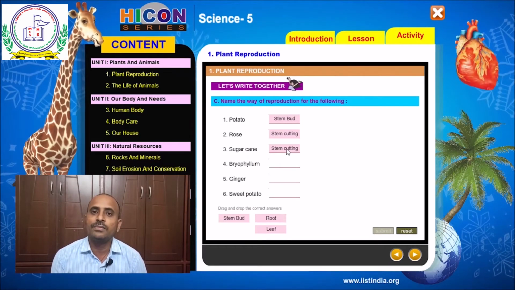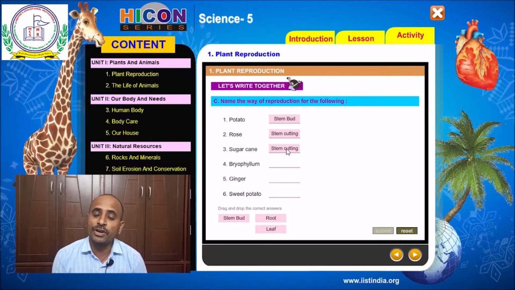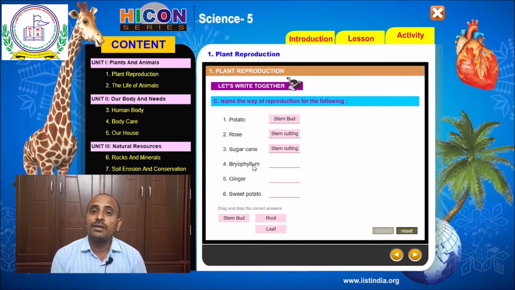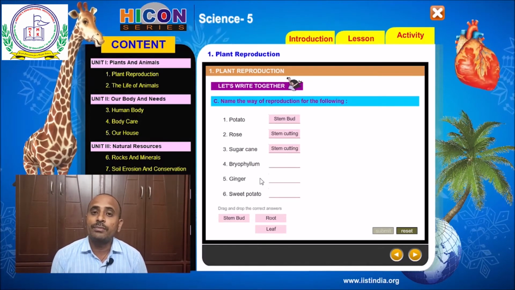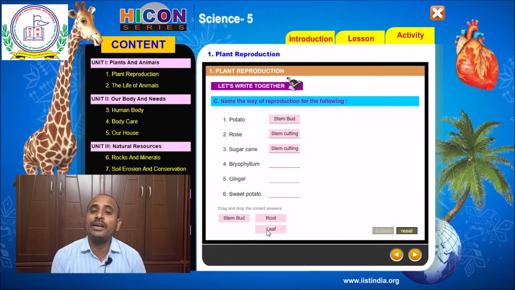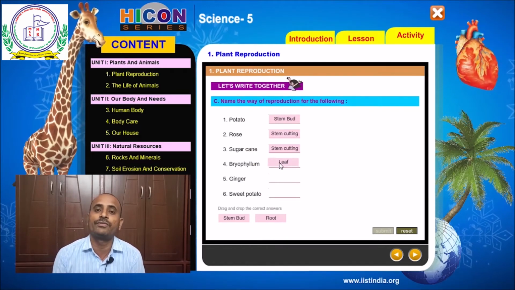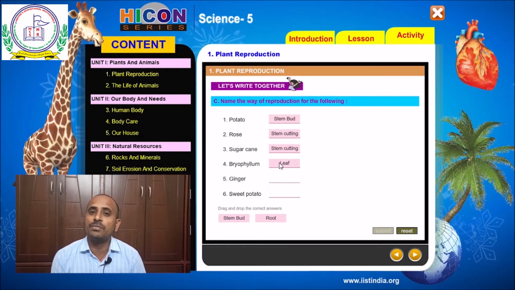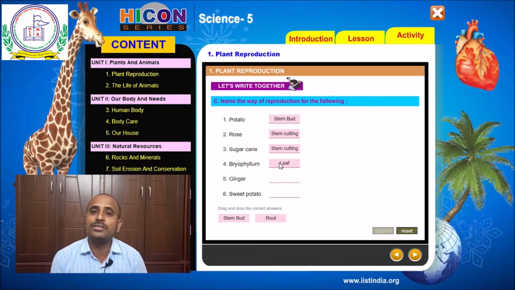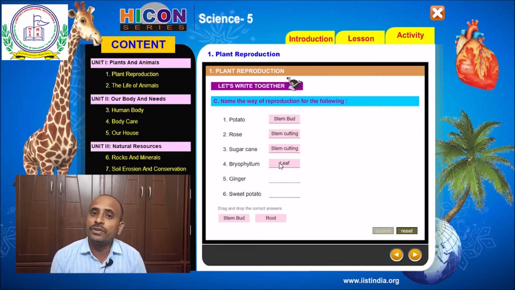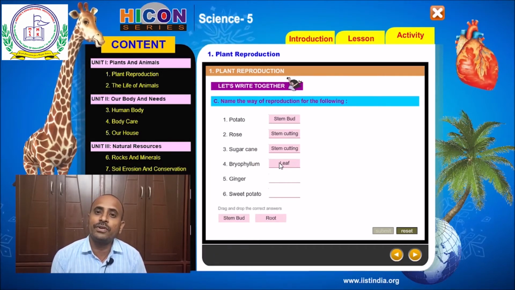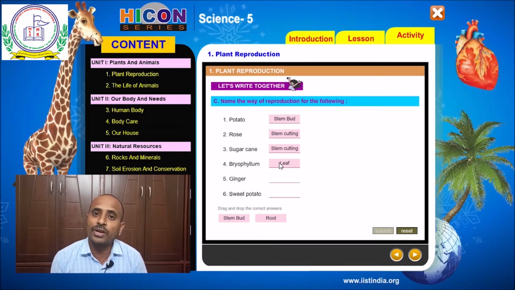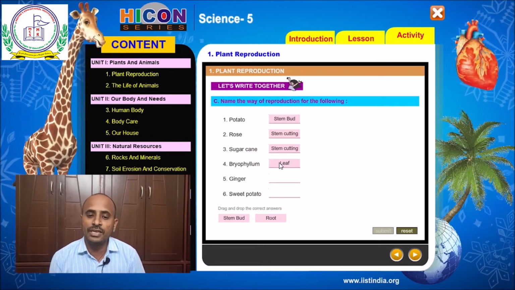And the fourth plant is Bryophylum. Bryophylum reproduces a new plant from its leaf, because the Bryophylum leaf produces small plants at the edges of the leaf. So if we plant that leaf in the soil, then we will get new Bryophylum plants. So in this way, the Bryophylum plant reproduces by its leaf.